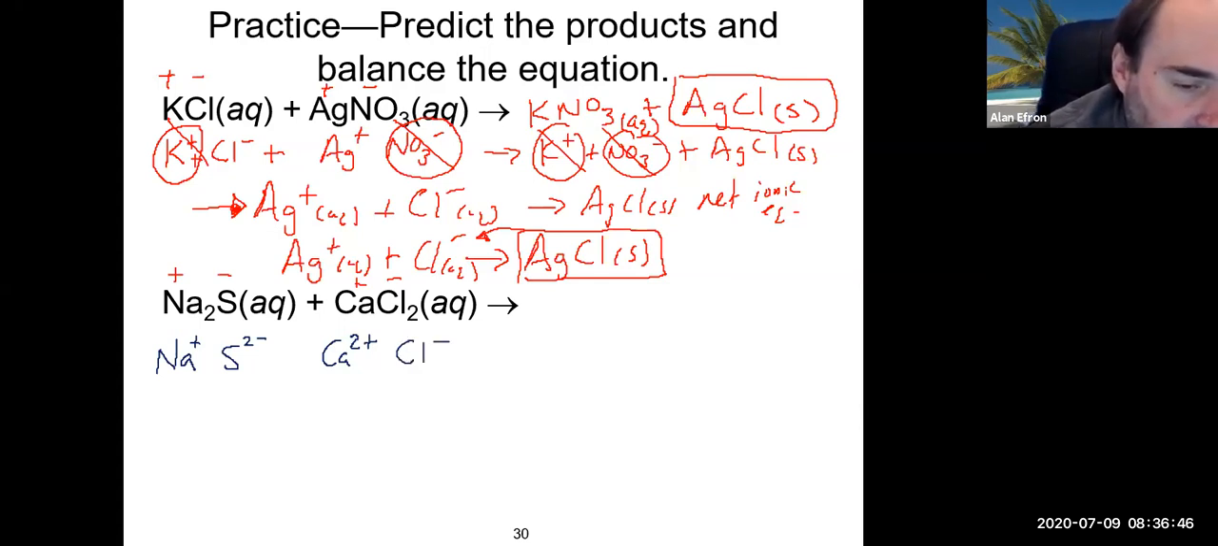So here, the important part is these guys are going to switch partners. So the sodium and the chloride are going to come together.